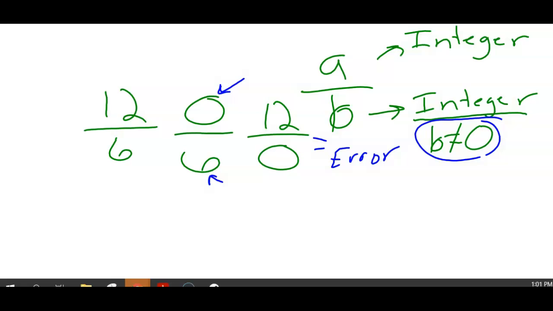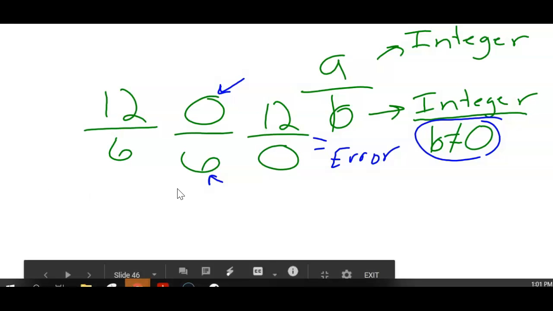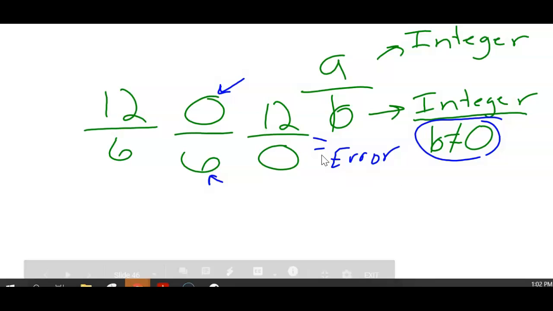Alright, but this is why this B cannot equal 0 for rational numbers. Because it's not a number, it's an error. Do we understand that?